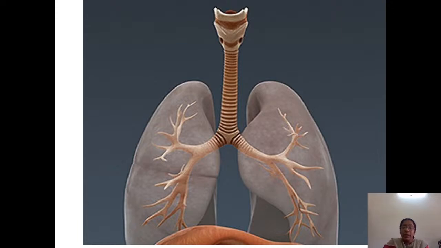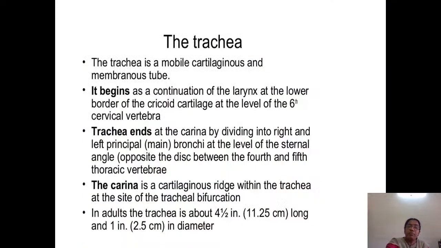Coming to the next organ of the lower respiratory tract, we said the lower respiratory tract includes larynx, trachea, bronchi and the lungs. So let's see about the trachea. What is this trachea? In common language, we say trachea is also called a windpipe. Yes, it is a windpipe. So what is this windpipe?